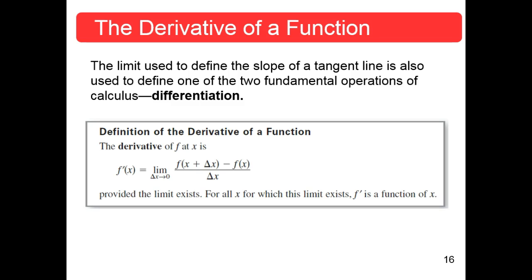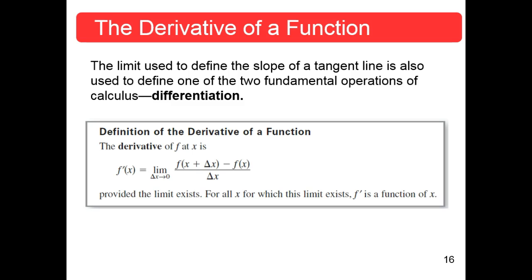So this is f prime of x is the limit as delta x approaches 0 of f of x plus delta x minus f of x over delta x. Just like we've seen before. This is a definition of the slope of a tangent line. That's the definition of a derivative. Provided that the limit does exist.